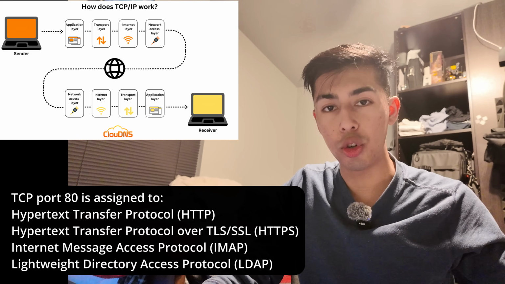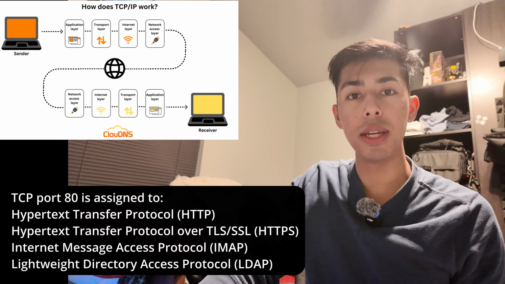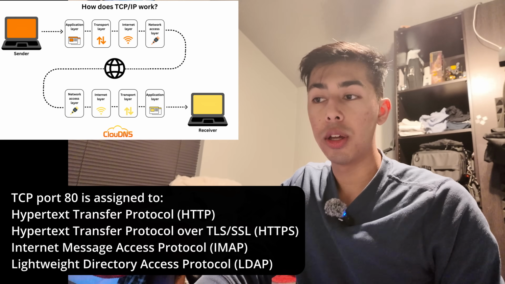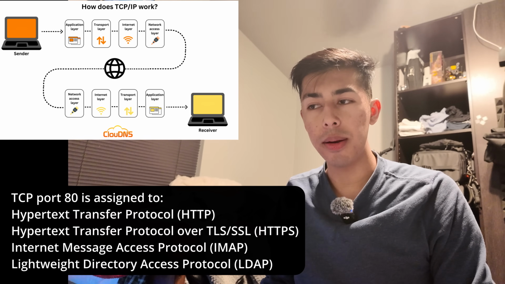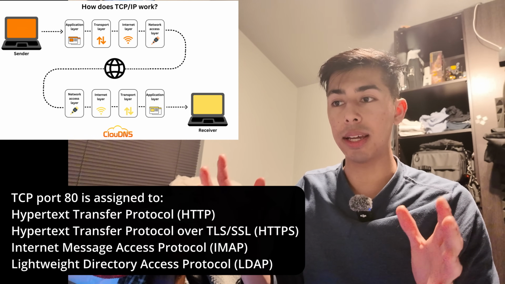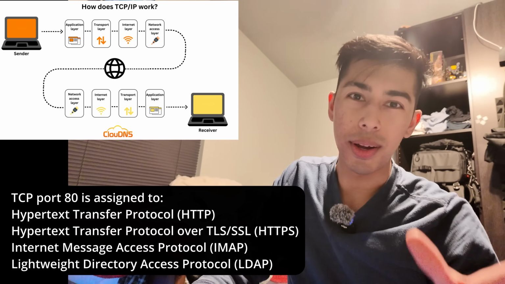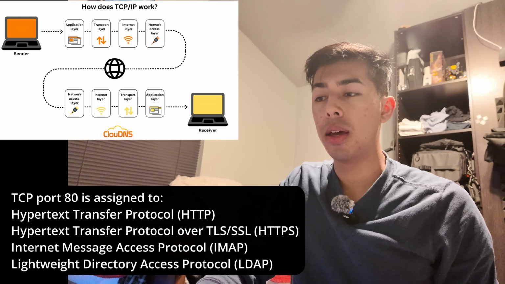TCP, by the way, is Transmission Control Protocol. UDP is User Datagram Protocol. UDP is faster, lightweight, but can't have big packet sizes, is not very reliable. So anyways, back to LDAP.